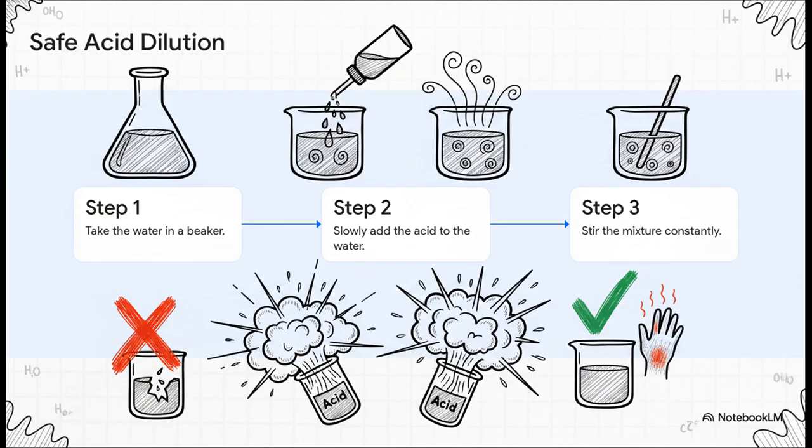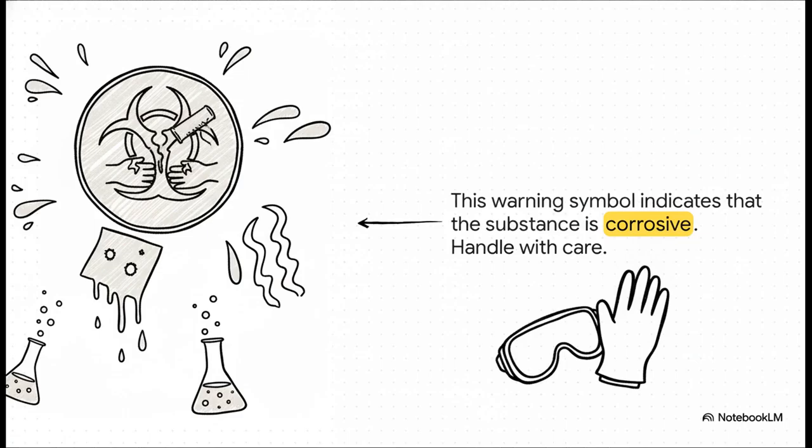And this is why you will often see this warning sign on bottles of concentrated acids and even strong bases. This symbol means the substance is corrosive. It can literally eat away at your skin, your clothes, or the lab bench. So whenever you see this sign, you know you have to handle that chemical with extreme care.